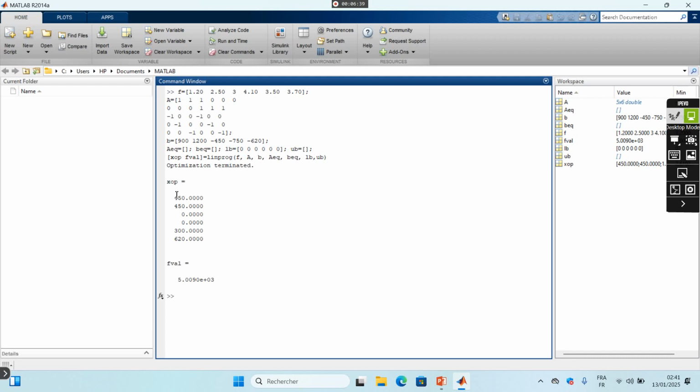We have the optimal solution. x11 is 450, x12 and x13 and x21, x22, x23, and the final value.